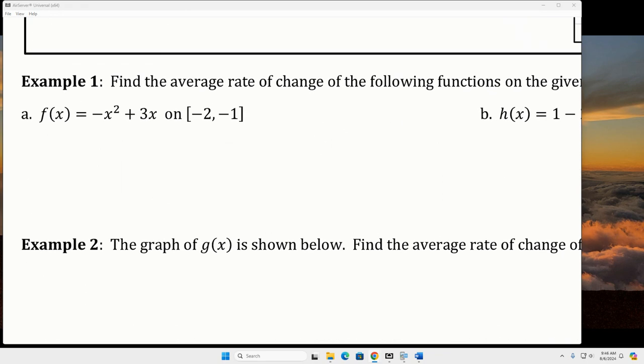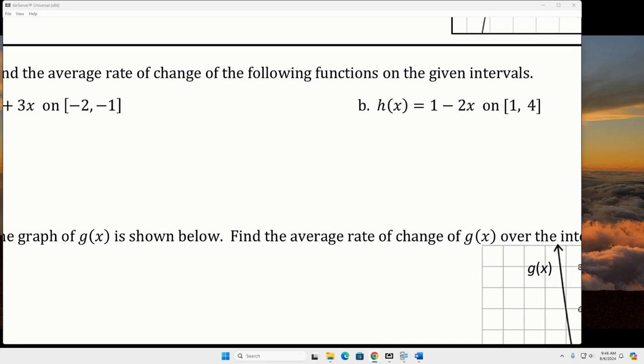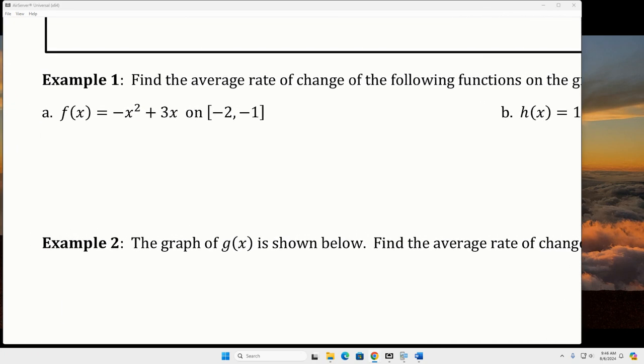So on example 1, we're going to find the average rate of change of the following functions on the given intervals. Some people aren't super comfortable with interval notation, so I just want to remind you all that these are both x's. Technically, we are finding the average rate of change from when x is -2 to where x is -1. All right, so what we need to find is what f(-2) equals and what f(-1) equals.